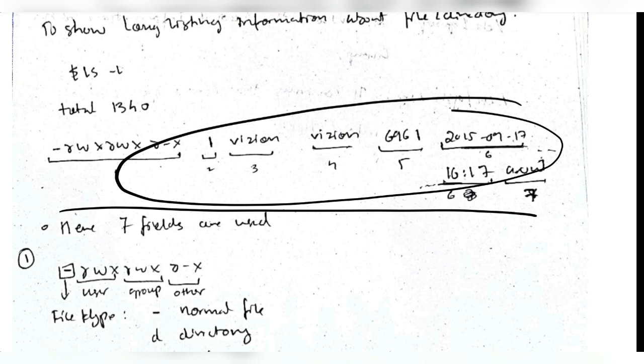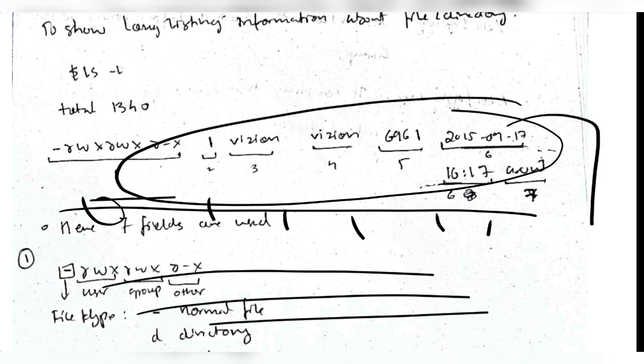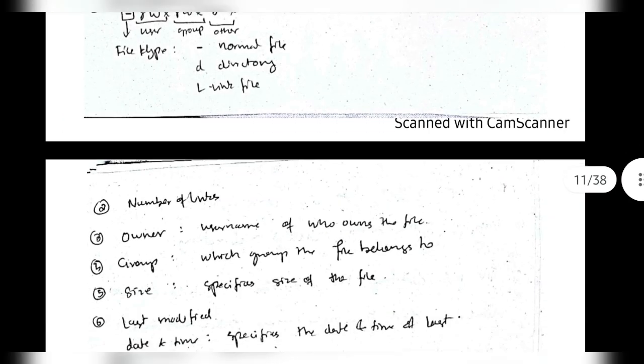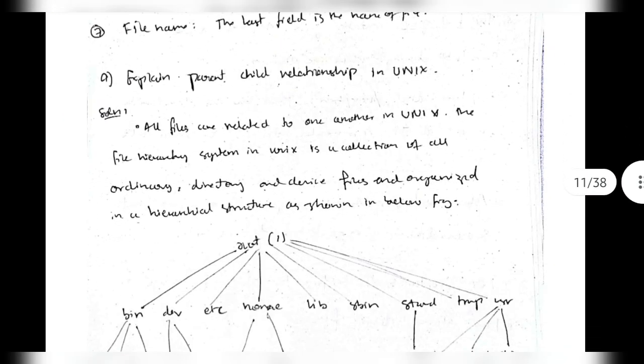Like that, many lines will be displayed. In each of these lines, what is the information? 7 fields will be there. Like that, how many are there in total? 1340. Okay. So this is what you have to explain in the LSL command and options.